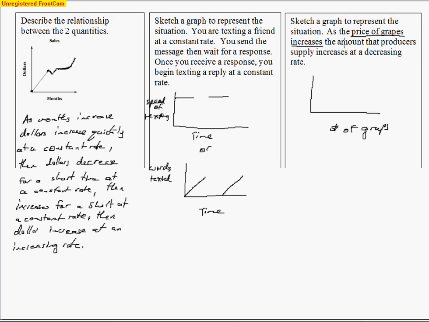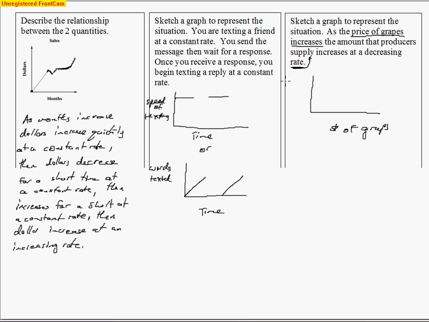And then now, price is just going to increase. It's just going to continue to go out in this direction. Now they're talking about the y-axis. The reason I know that is because they use this word rate in this sentence. It says the amount that producers supply increases at a decreasing rate. Okay, so now you see how they're comparing the rate to what the producers supply.